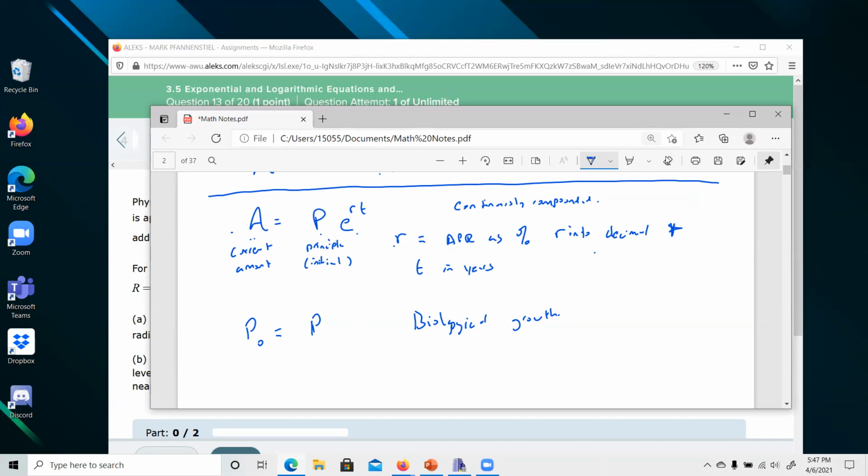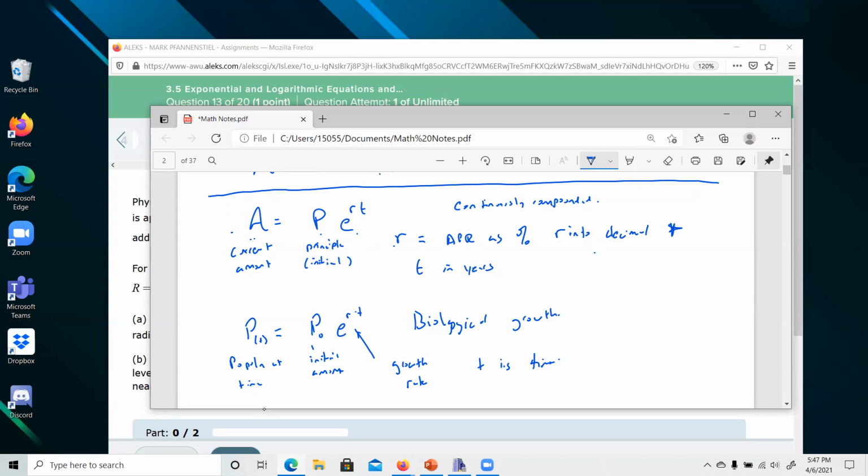If we have biological growth, oops, sorry, shouldn't be a 0 there. Put the 0 in the wrong spot. So we have the population at a time, right? So the current amount. We have an initial amount, e, of course, because that's our favorite number. R is your growth rate, and then t is time.